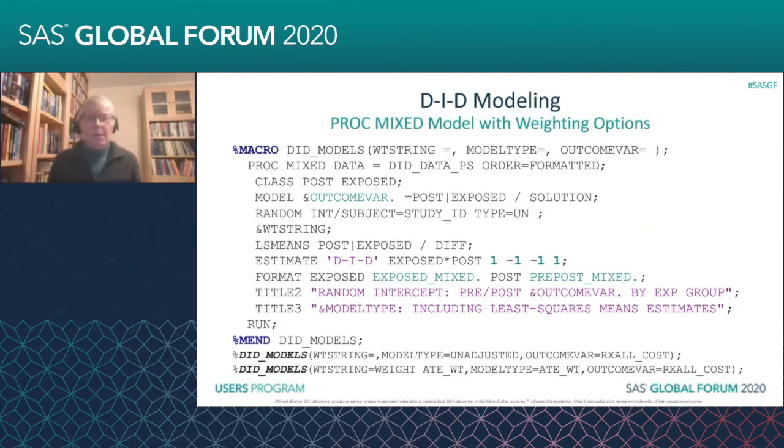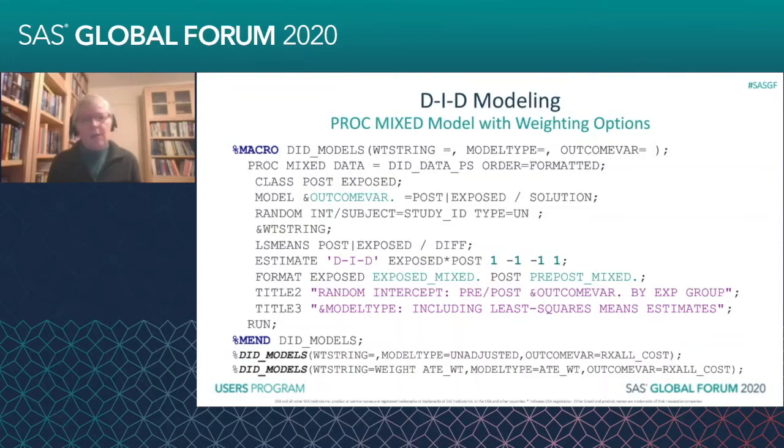So this rather busy little slide is a quick macro to run the models weighted or unweighted. You can see we're using proc mixed because we have a continuous outcome. And we've got the post and the exposed variables as class variables. The model statement uses the handy shorthand, post pipe exposed, to give us post, exposed, and the interaction term. I've requested the solution. And we're using a random intercept model with the study ID as our subject. I'm using unstructured covariance matrix here because we have a large enough sample to do so.